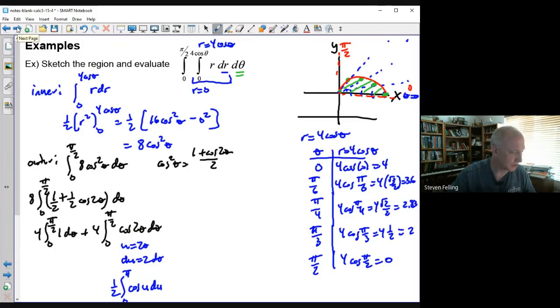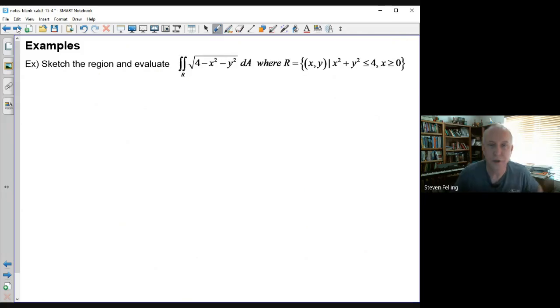All right, let's take a look. Now, for the rest of them, we're going to be looking at, well, let's actually do one more evaluation. Let's do this one. Sketch the region and evaluate. All right, so we want the double integral of this function.